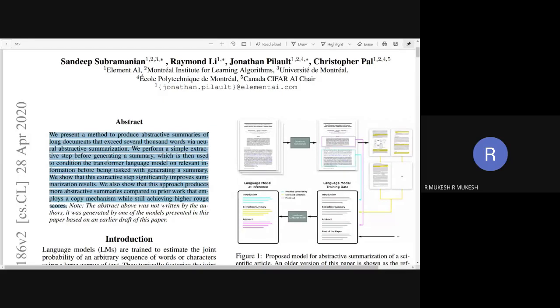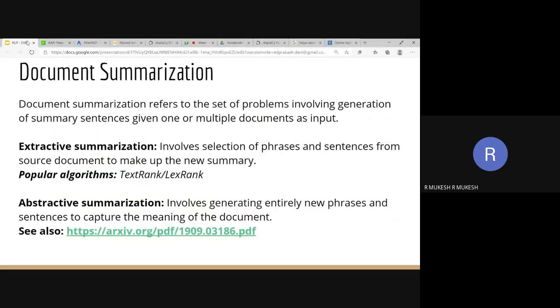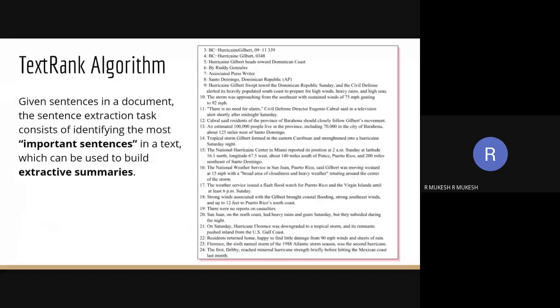So this paper presents a model that can do abstractive summarization of research papers, and the abstract of that paper was written using the model that they trained, right? So that's an interesting thing in the area of abstractive summarization.